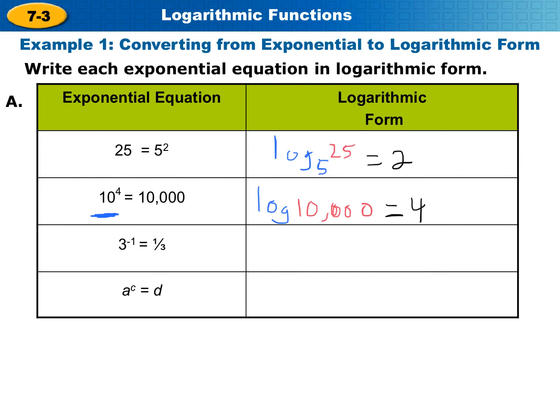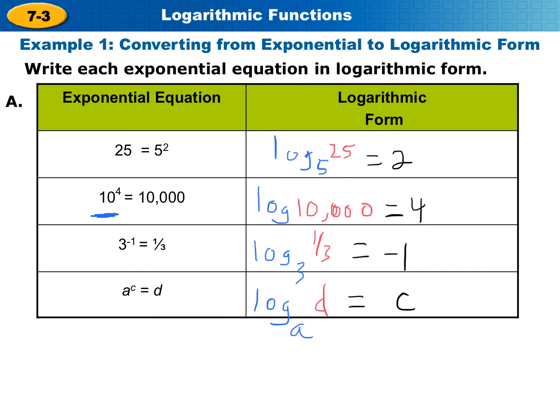The next one we have log again. The base here is 3. The answer is 1/3, and the exponent is -1. The last one has just variables, but it's still going to be the same. Log, the base is A, the answer is D, and it equals the exponent, which is C.